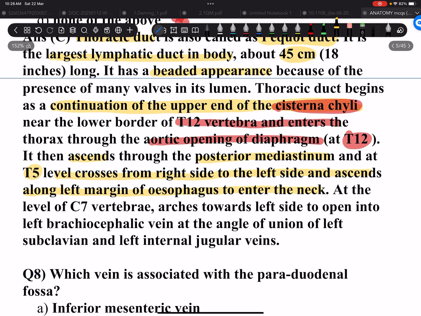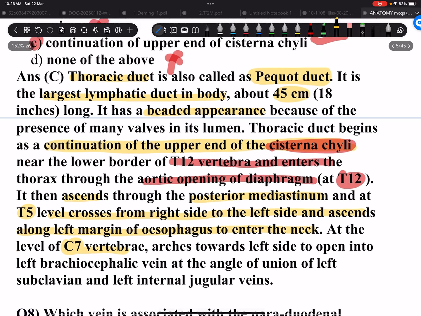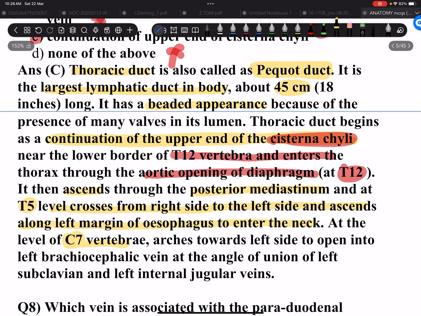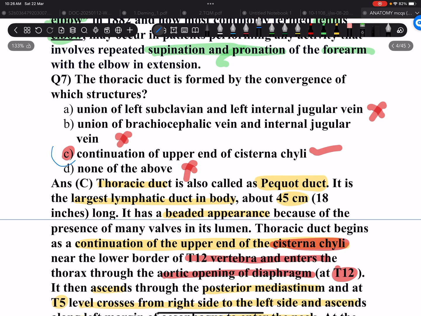At the level of C7 vertebra, it arches towards the left side to open into the left brachiocephalic vein at the angle of union of left subclavian and left internal jugular vein. Okay, so at the level of C7 vertebra, what happened? It arches towards the left side to open into the left brachiocephalic vein at the angle of the left subclavian and left internal jugular vein. Okay, you got this point, right? Now you have to remember this answer.